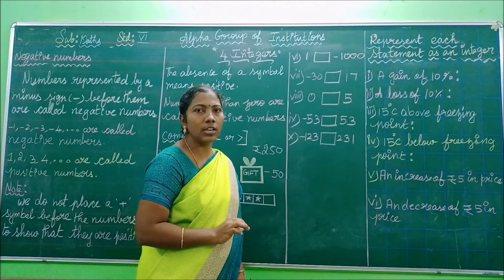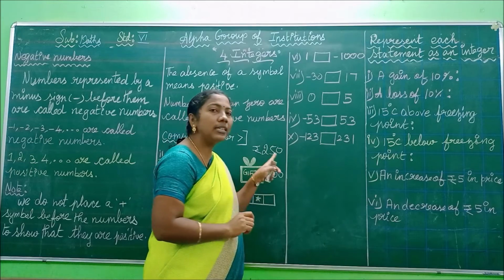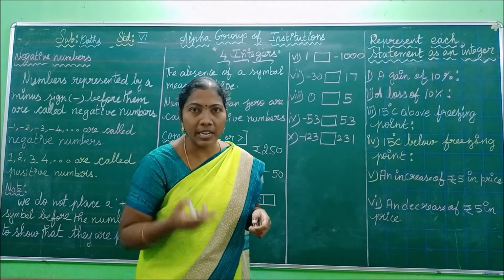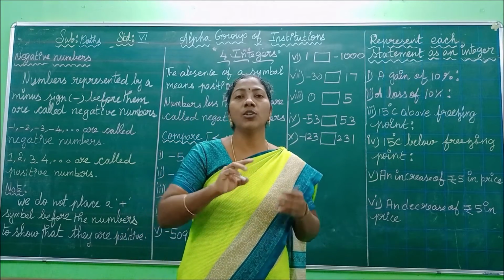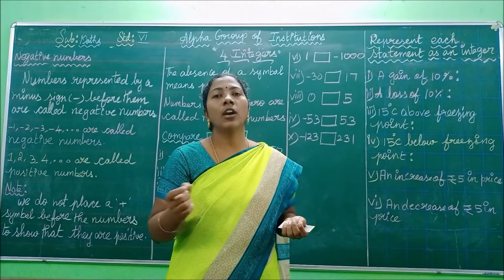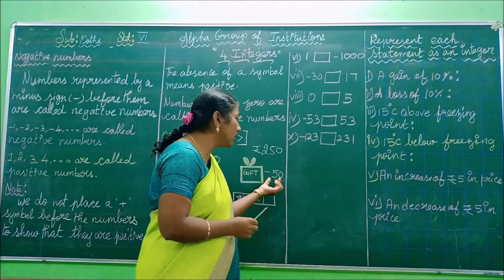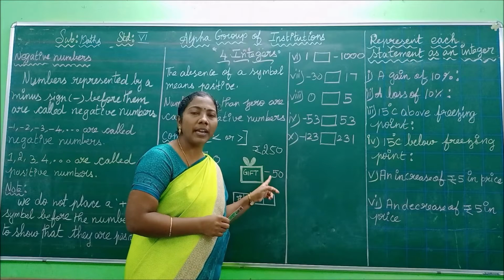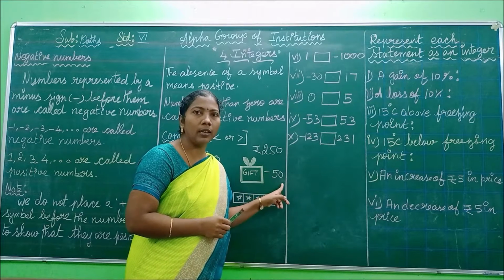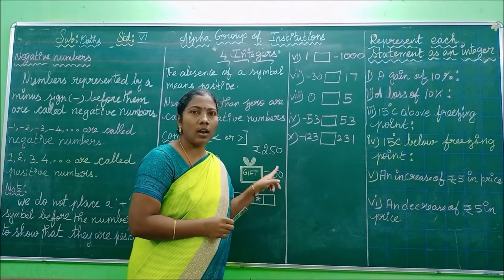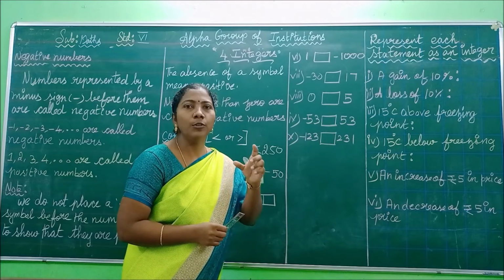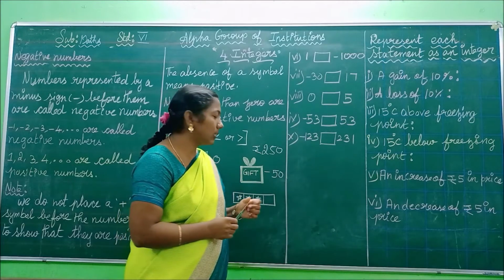Do you understand, children? To represent the situation you are in need, the situation you are not having, we use numbers with the symbol minus in front of that number. Such numbers are called negative numbers. Do you understand, children?